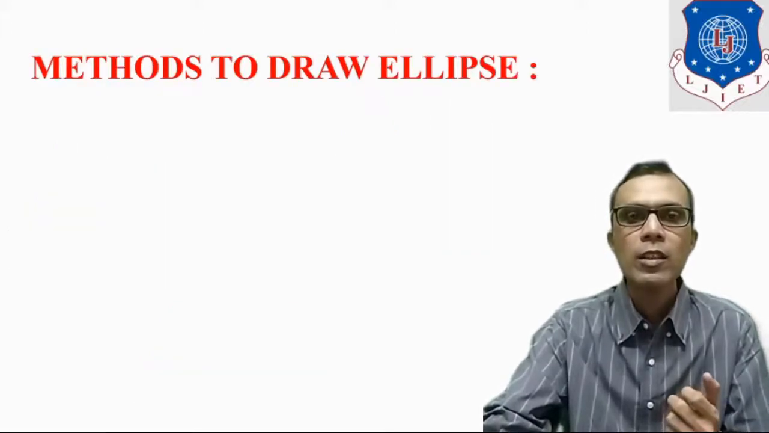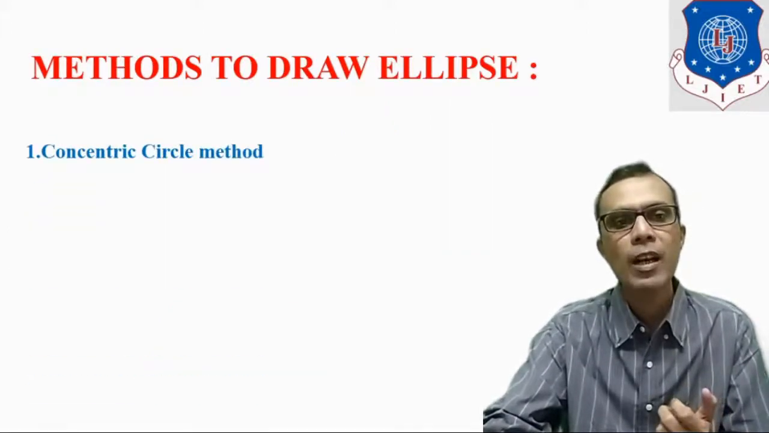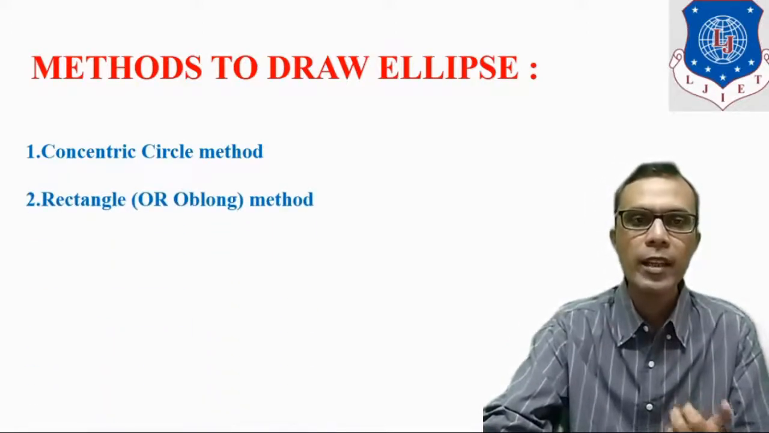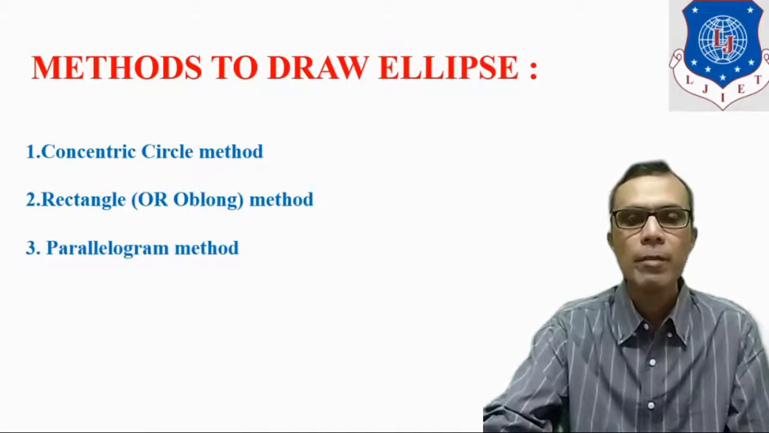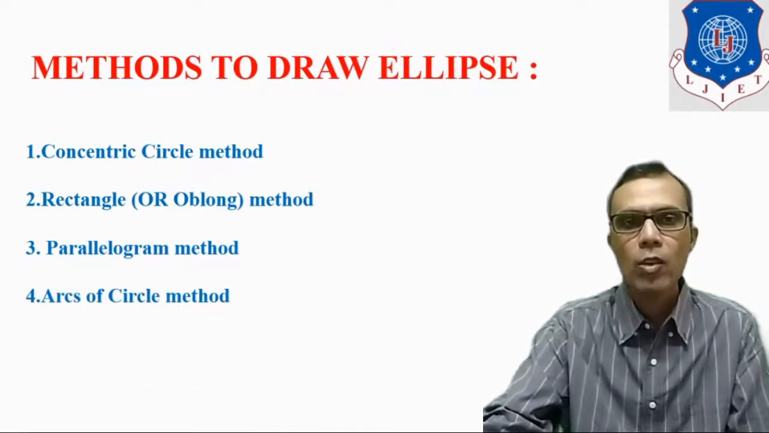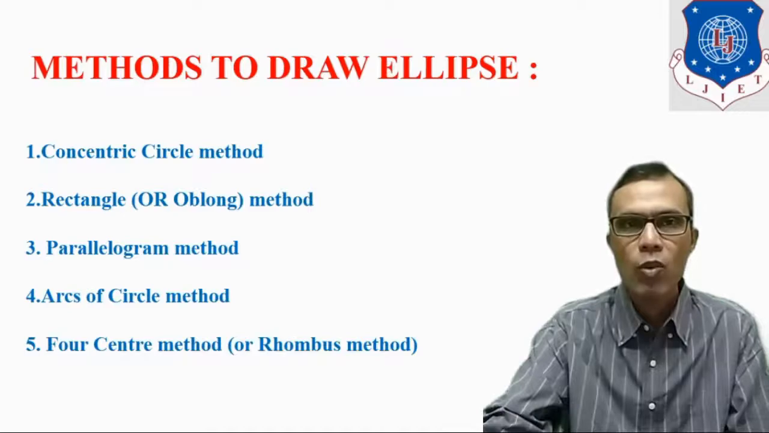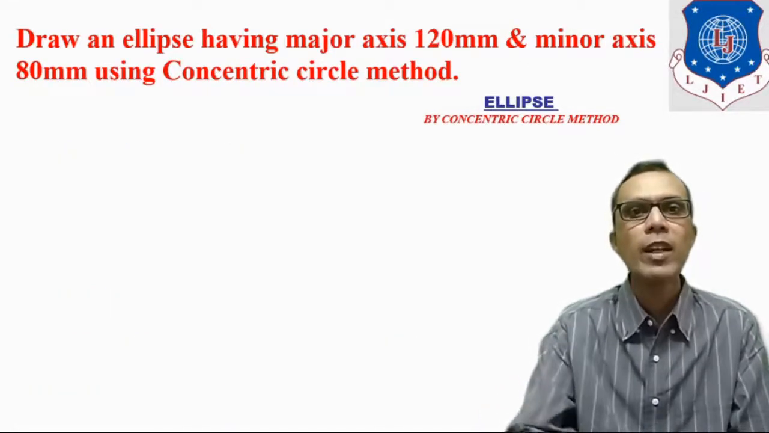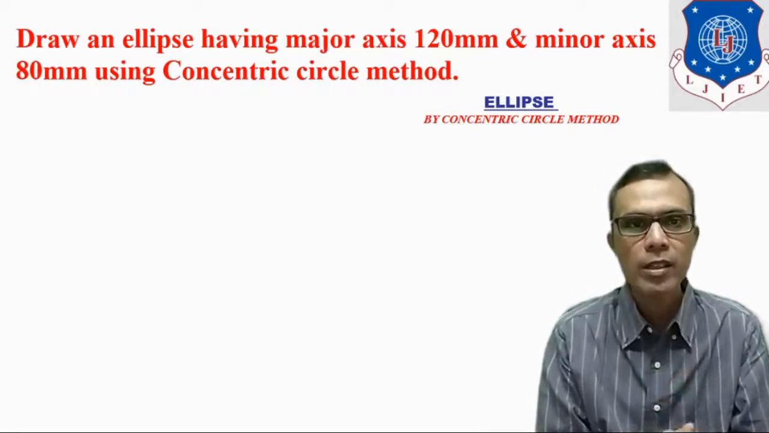Now the different methods to draw the ellipse are: first method is concentric circle method, then rectangle or oblong method, parallelogram method, arc of circle method, then four center method or rhombus method, and directrix focus method. Now let us start with the very first method, that is concentric circle method.